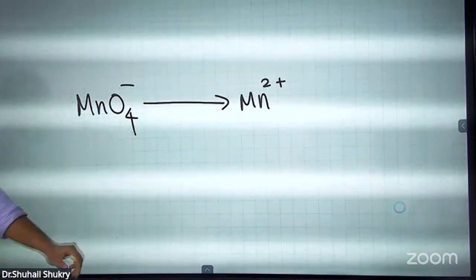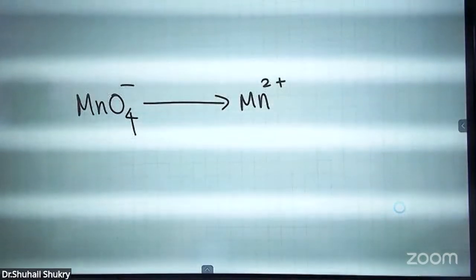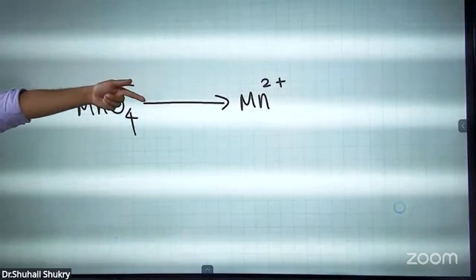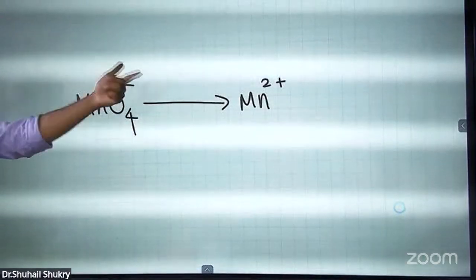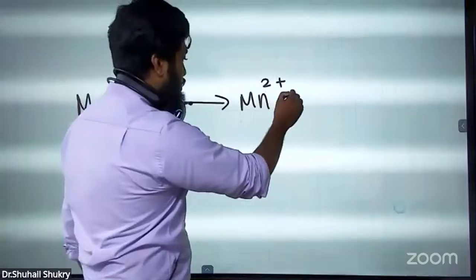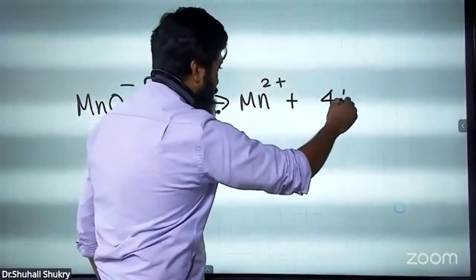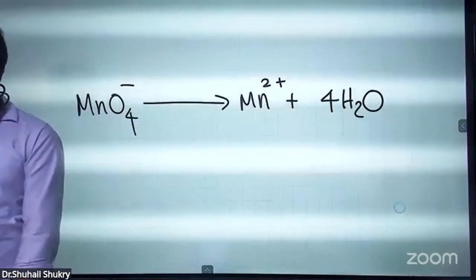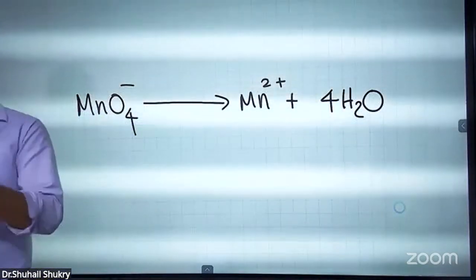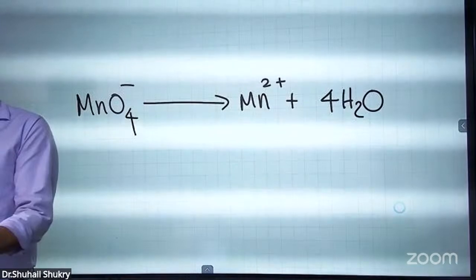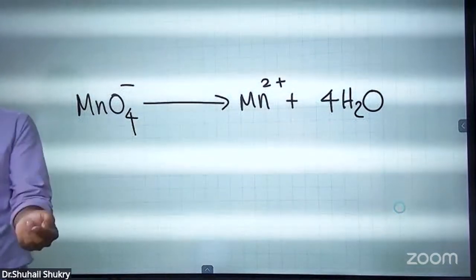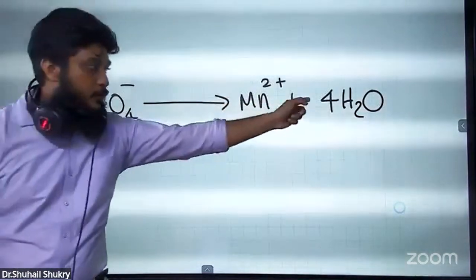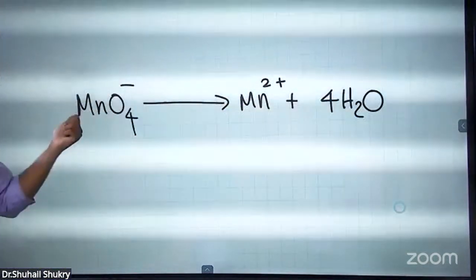How many oxygens are on the left side? 4 oxygens are on the left side. If 4 oxygens are on the left side, I have to put 4 oxygens on the right side. How do we add oxygen to the right side? We add it as water molecules. So I have to add 4 water molecules. If I add 4 water molecules, I get 4 oxygens on that side.